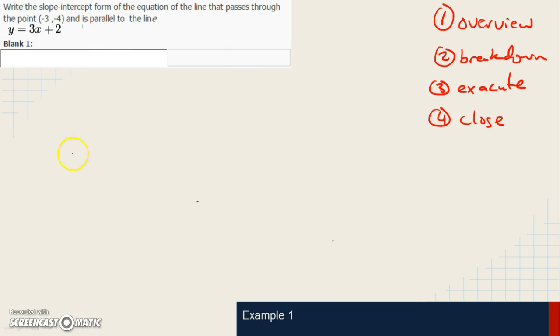So let's avoid those mistakes by reading thoroughly and identifying what it's about and what it's asking for.